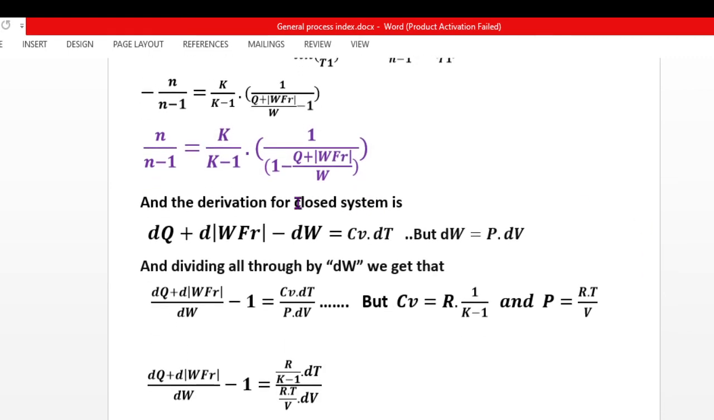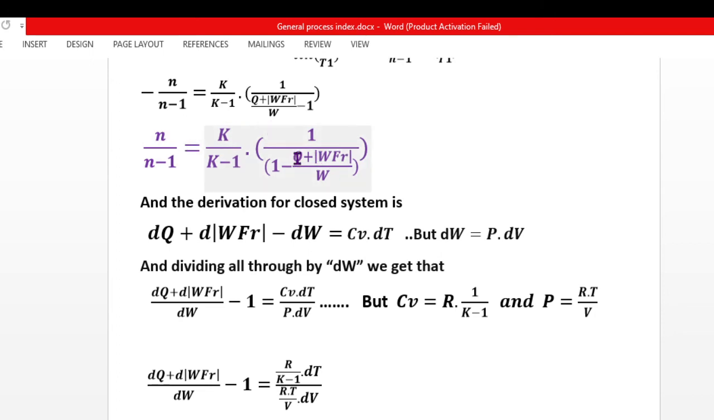And the derivation for now is how to obtain n for an open system. This is the n index of the process, and if you note here, if q and w friction equal 0, the numerator of the denominator becomes 0 once this quantity is 0, where n over n minus 1 equals k over k minus 1, which means that n equals k.